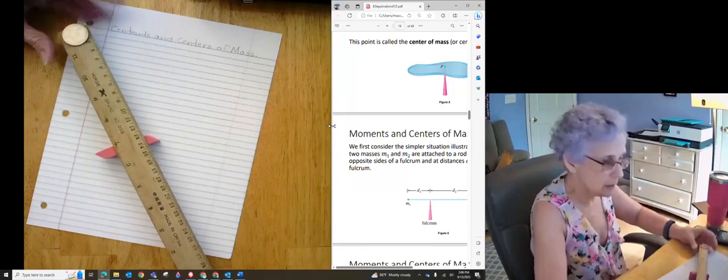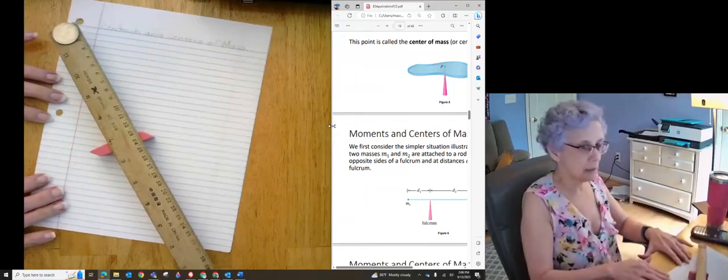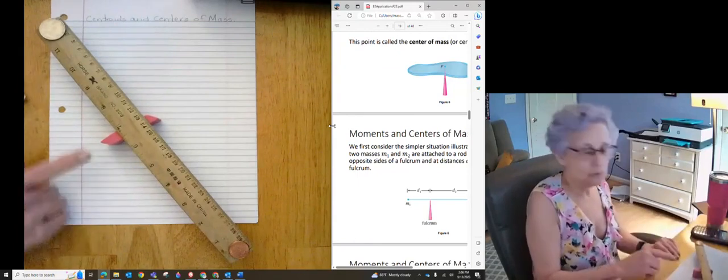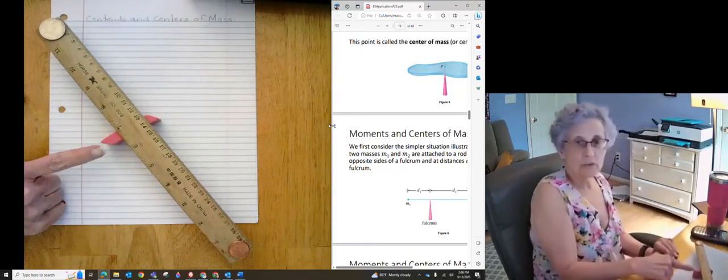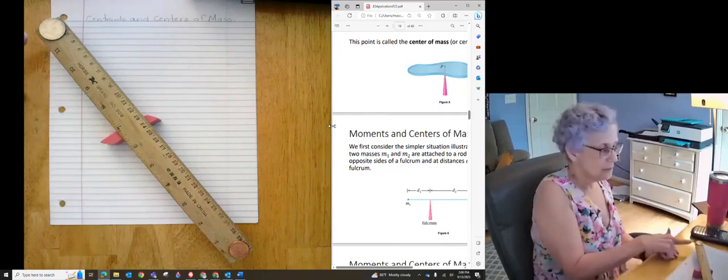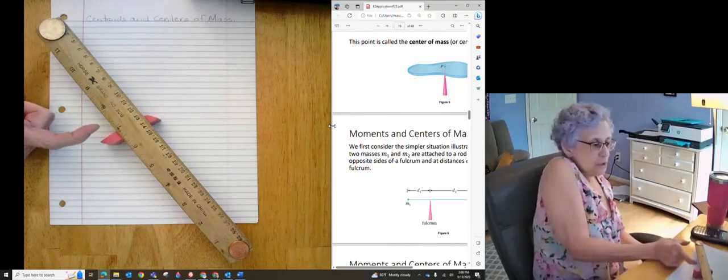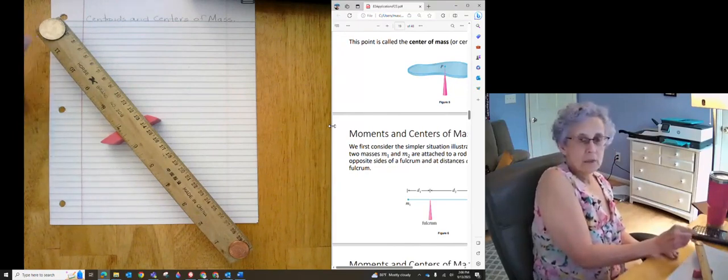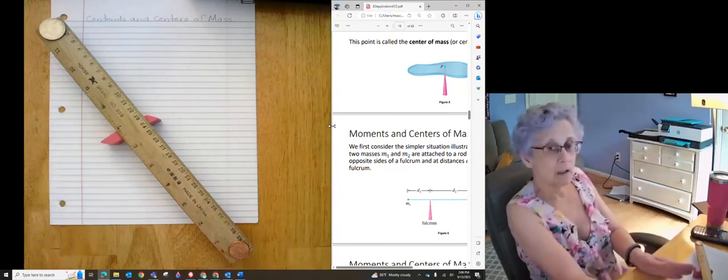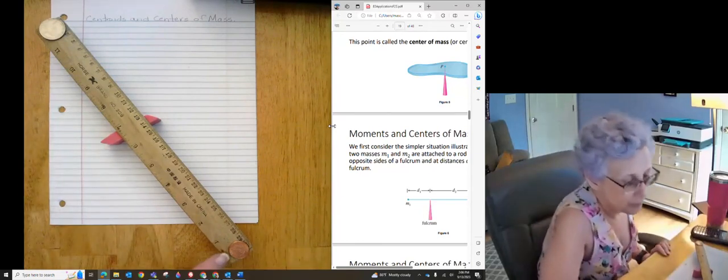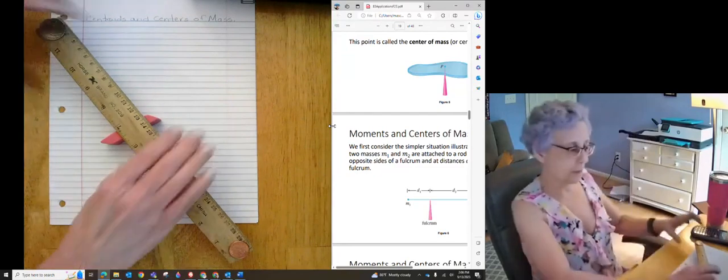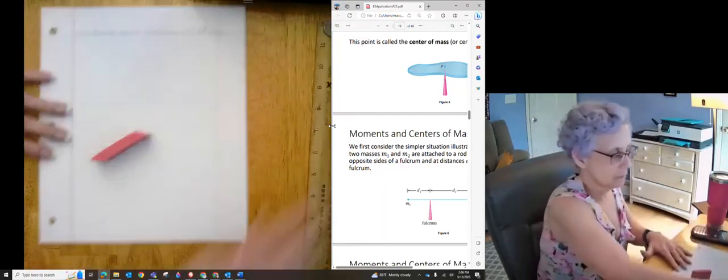So let's see if I can balance it. Oh, look, I got it to balance. So I had to move it over so that the fulcrum is closer to the heavier weight. So shorter distance goes with the heavier weight. The longer distance goes with the lighter weight.